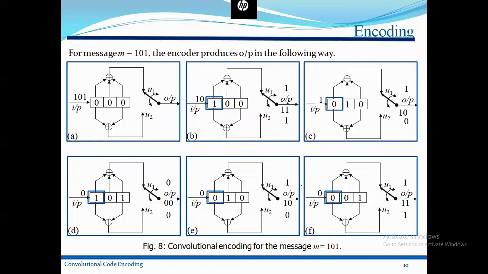So here you can see that the message is 101. First we have the one input. So this 10 exclusive or 1, and 10 exclusive or 1, we will get the output 1. So we will mark this output 1. And here 10 exclusive or 1, so we'll get this output 1. That result is important. If the input is 000 and we will get 1 at the input, we will get 11 at the output. The register contents will be 100.